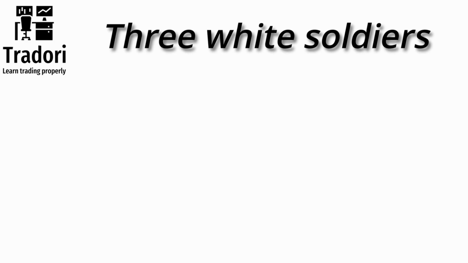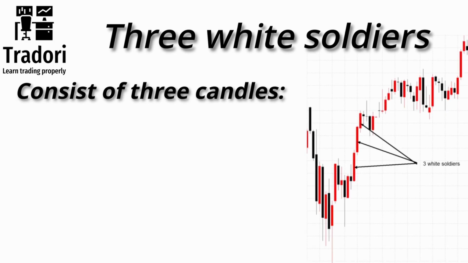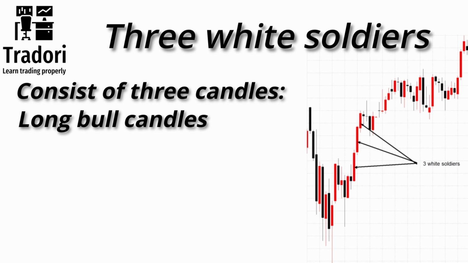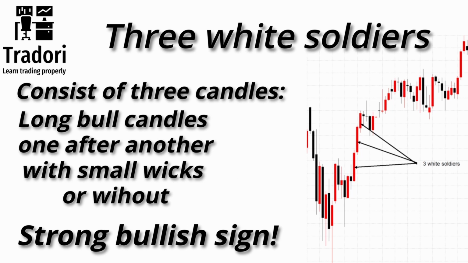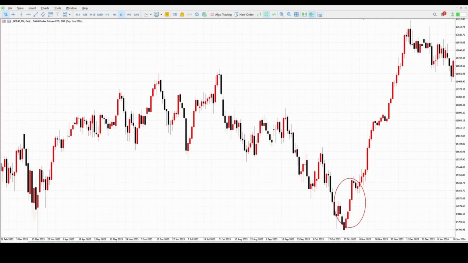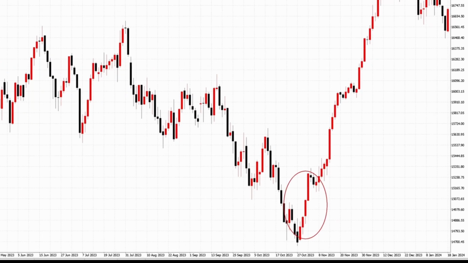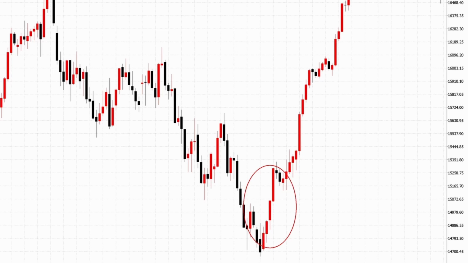Three white soldiers. The three white soldiers pattern occurs over three candles. It consists of consecutive long bull candles with small wicks, or without wicks at all, which open and close progressively higher than the previous candle. It is a very strong bullish sign that occurs after a downtrend, and shows a steady advantage of buying pressure. Here is a live example. Three bull candles, one after another, indicating a potential direction upwards, which was obviously the case.